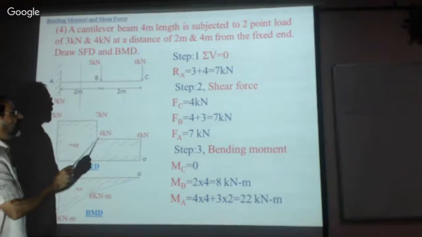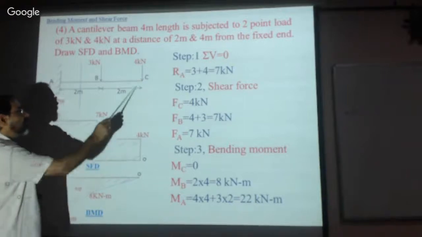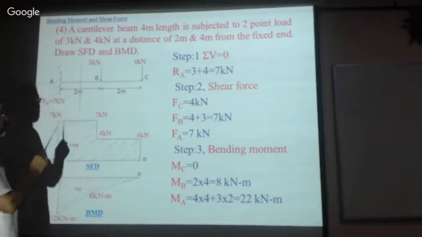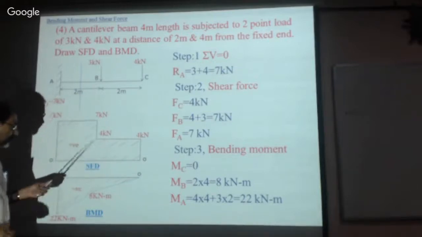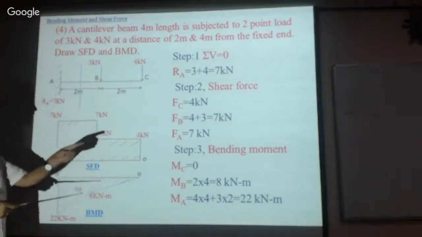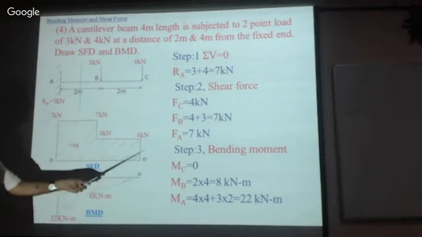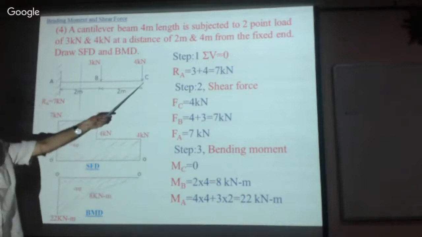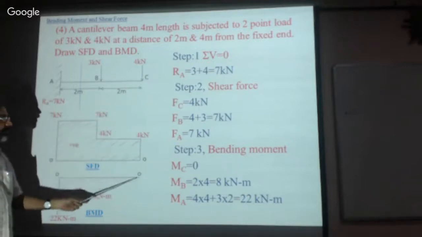Continuing the plot, at this point 4 kN is acting downward, so come down and join this. Now this will give you the shear force diagram. This is the shear force diagram. Similarly, step 3, calculation of bending moment. The bending moment at C, the moment at C, is equal to 0.